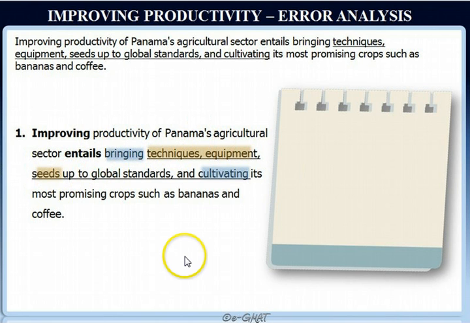Now, as far as the parallel list goes, the items in the list are parallel in both the lists. Bringing, cultivating, both are in verb ing form. Techniques, equipment, seeds, all three are nouns. But we should also check about whether these are connected properly or not.